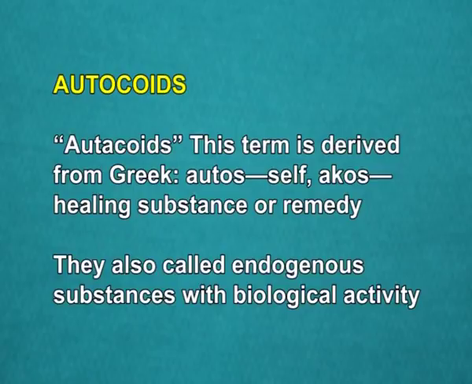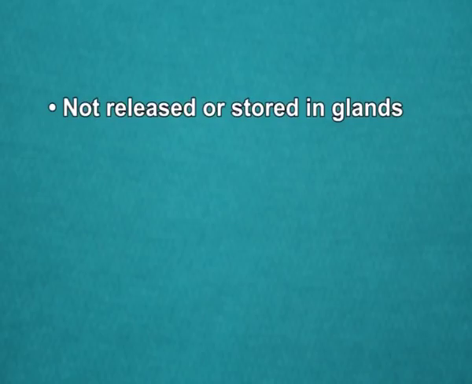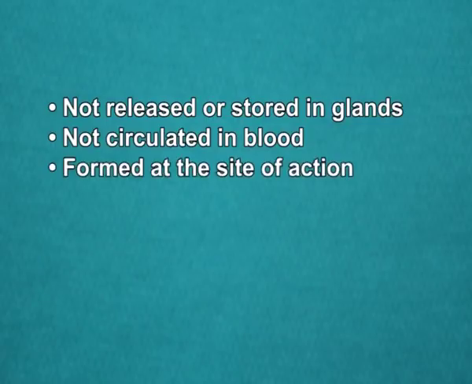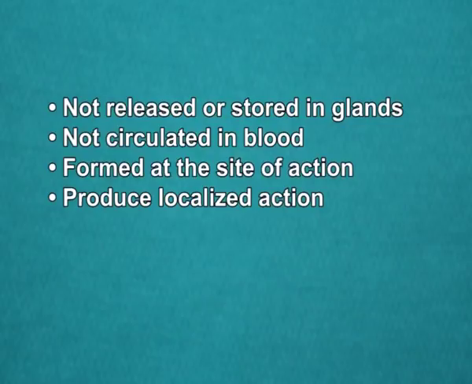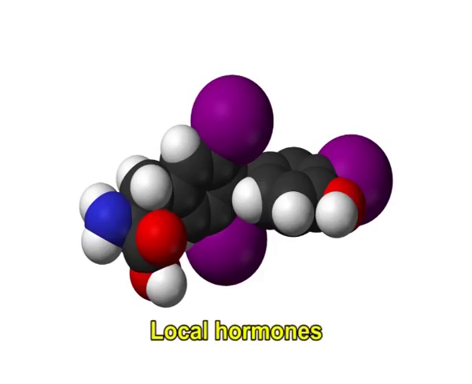Autacoids. What are Autacoids? The term is derived from the Greek words autos, self, and akos, meaning healing substance or remedy. They are also called endogenous substances with biological activity. They are also known as local hormones because they are not released or stored in glands, not circulated in the blood, but formed at the site of action and produce localized action.